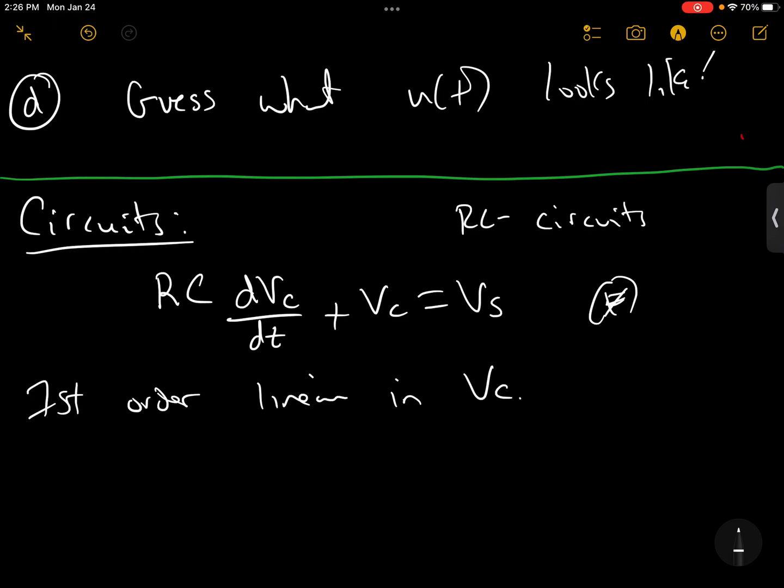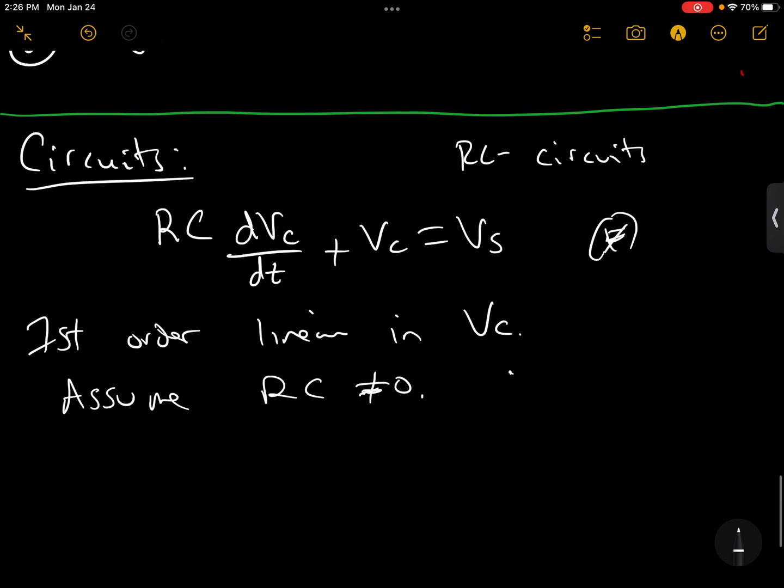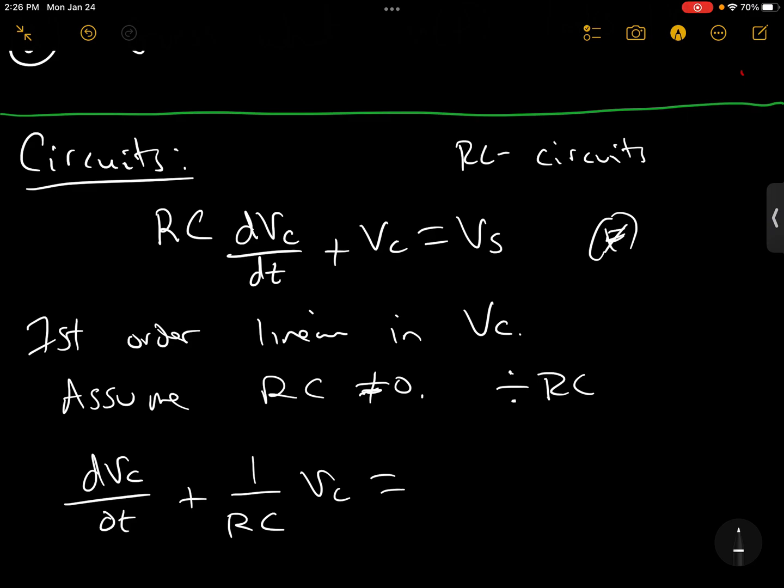For us to solve it, we need to put it in standard form. So first of all, assume RC is non-zero. Otherwise, this makes no sense. So divide by RC, and you get dVC/dt plus 1 over RC VC equals 1 over RC VS. All right, now we have it in standard form.